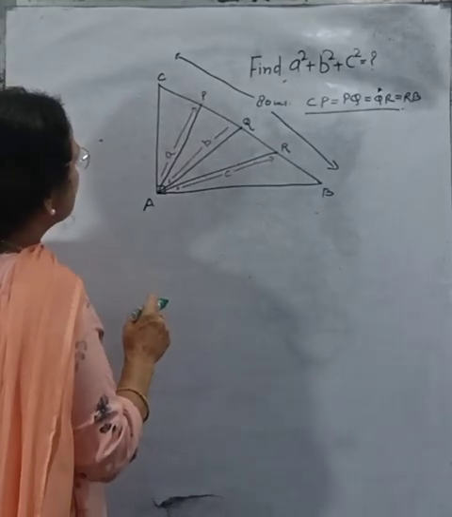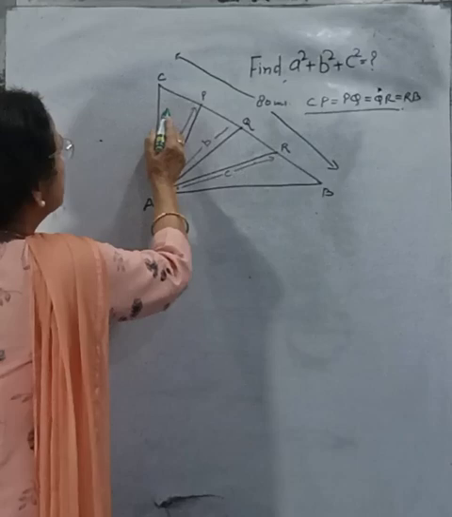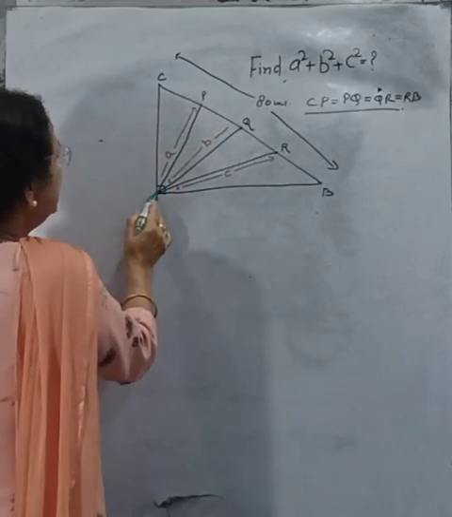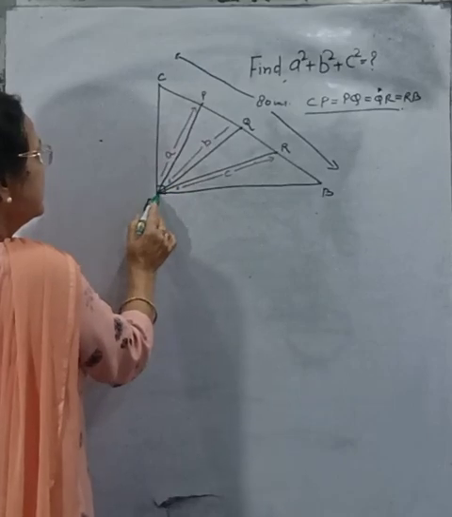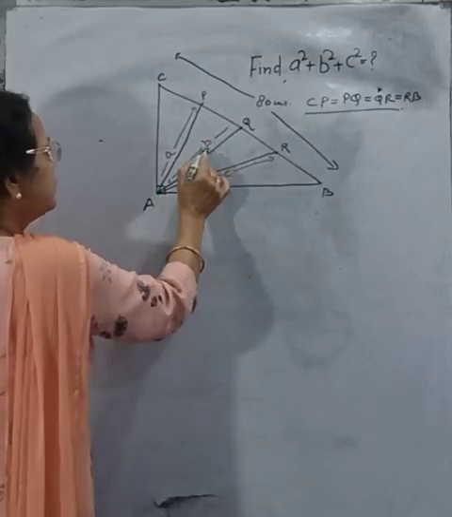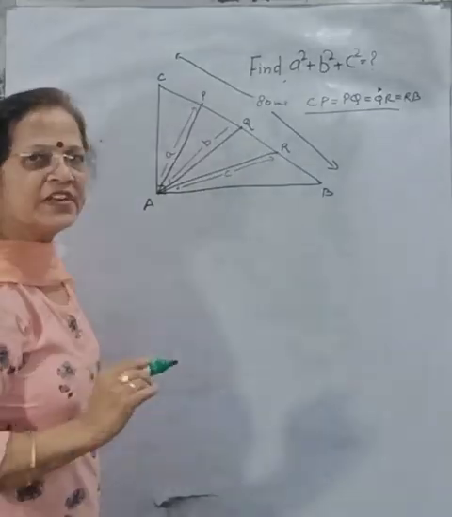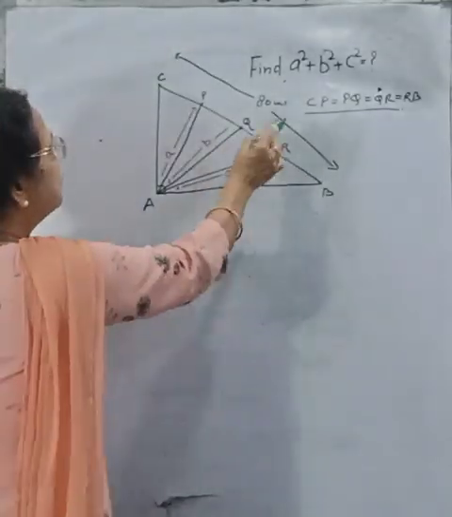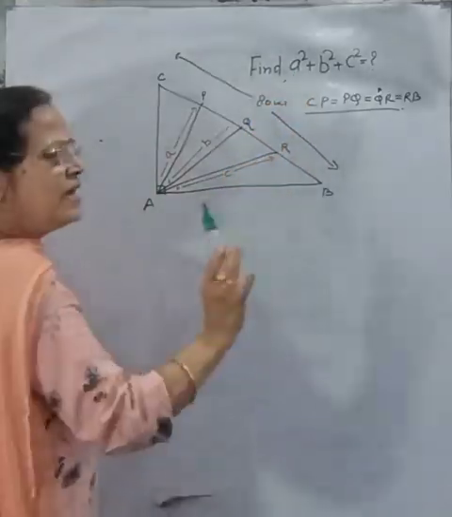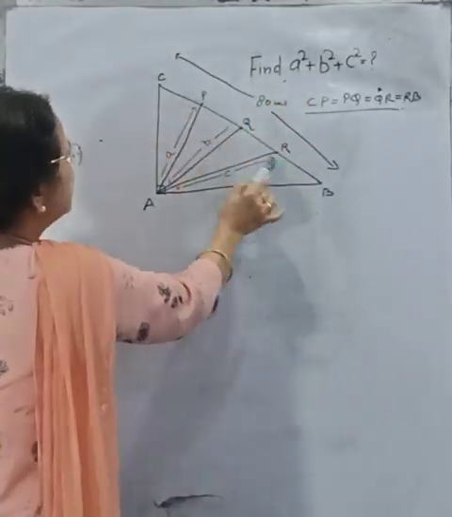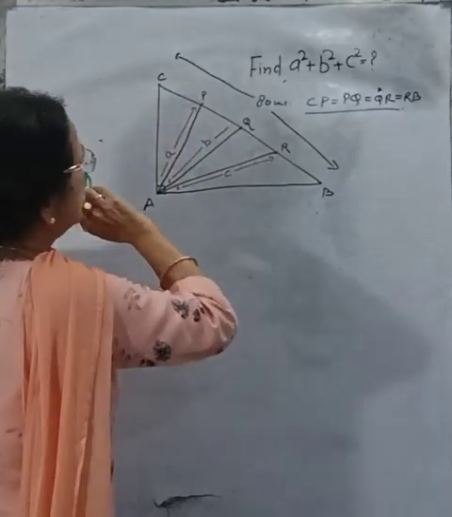Now, these are the midpoints. AP is equal to a, AQ is equal to b, and AR is equal to c, given to us. We have to find the value of a square plus b square plus c square. Nothing else is given to us, only this diagonal.